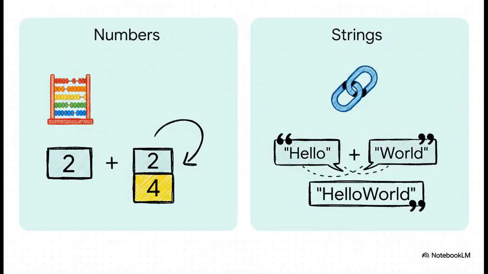Now, this is super important. The little plus sign, it actually does different things depending on what you give it. With numbers, 2 plus 2 gives you 4. But with strings, the plus sign doesn't do math. It does something called concatenation, which is just a fancy word for squishing them together, end to end. So hello plus world becomes helloworld. No spaces, just slammed together.